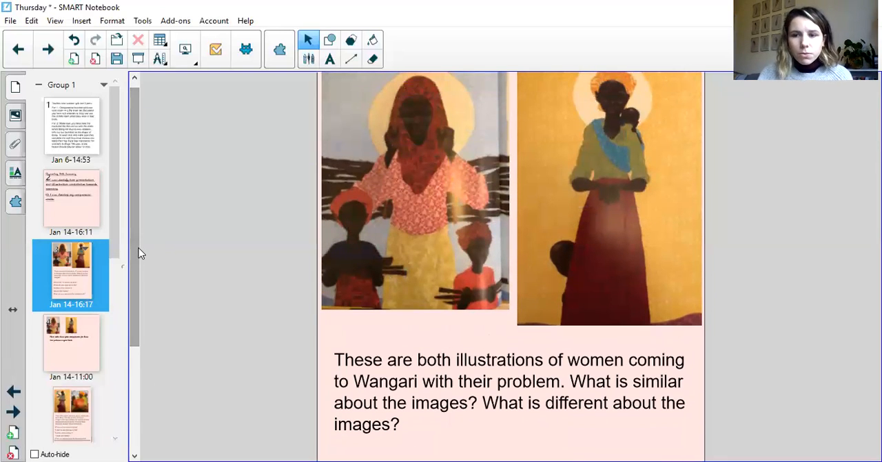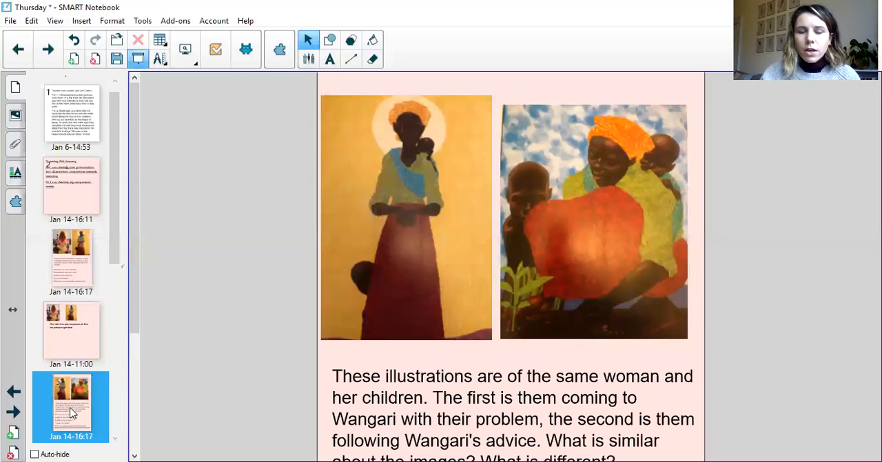So you might want to pause the video now and write the similarities and differences to these pictures now, or you might want to watch this whole video first and then do the sheet. So that's up to you if you want to pause it now. But those are the first two pictures we're going to be comparing, and then we're going to move on to another two. Okay, so we will move on to those ones now.